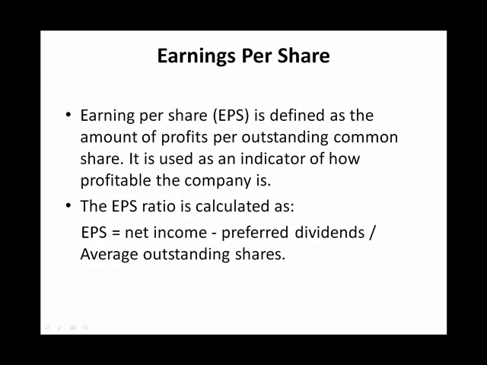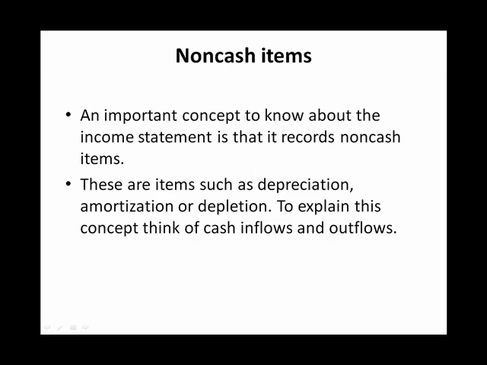Earnings per share is defined as the amount of profits per outstanding common share. It is used as an indicator of how profitable the company is. The EPS ratio is calculated as net income minus preferred dividends divided by average outstanding shares.